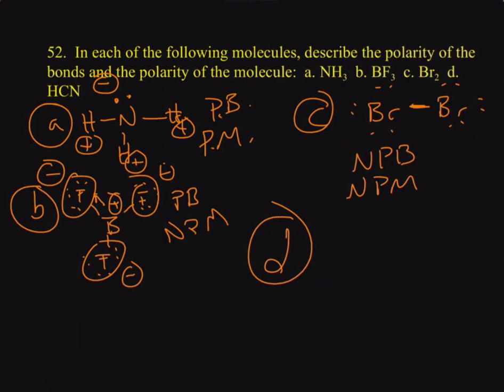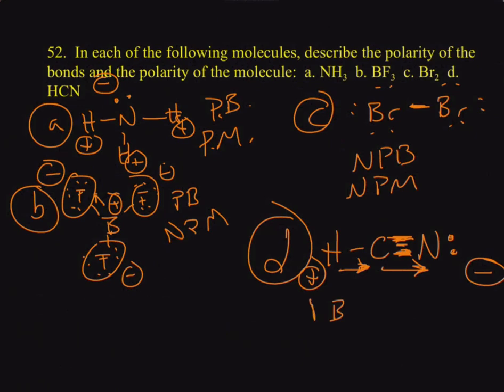And finally, we've got HCN. Oops, that's a triple bond, not a quadruple bond, and the lone pair over here. The electrons are being pulled from the hydrogen toward the carbon, but then they're also being pulled from the carbon toward the nitrogen, which makes this end of the molecule really negative. It makes this end of the molecule really positive. The bonds are polar, and the molecule is polar because it's got a negative end and a positive end.